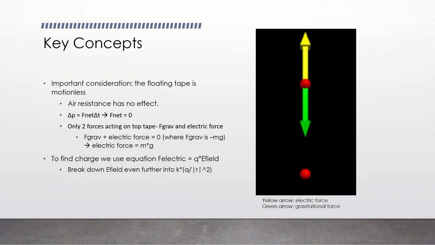We can also assume here in our calculations that the floating tape is motionless, therefore F net equals 0. So then we can break down the net force into its individual forces, which will be helpful in later calculations. So gravitational force and electric force are the only two forces acting.